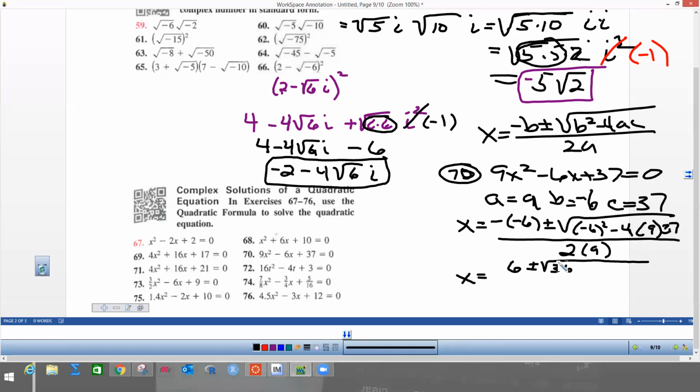I'm going to do this on my calculator because 37 is a big number. So I'm going to take 36 times 37.